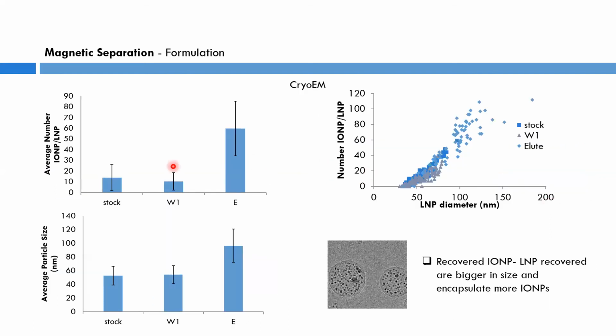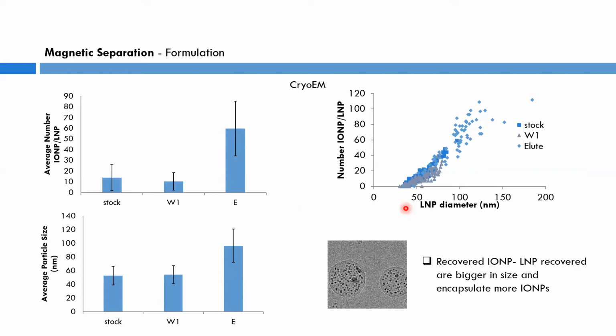In particular, it's very interesting to notice that in the wash fraction, the incorporation is very low. So most of the particles that are washed away have just a low number of iron oxide per particle, compared to the elution fraction. And at the same time, we can see that in the wash fraction, the average particle size, the LNP size, is lower compared to the particle size present in the E fraction.